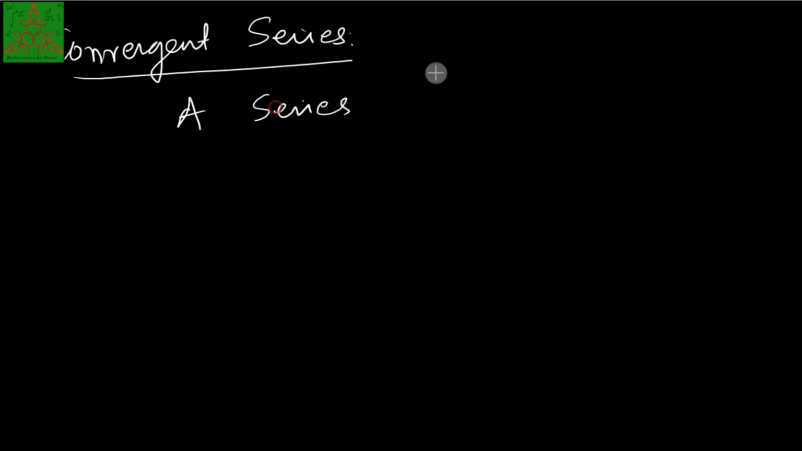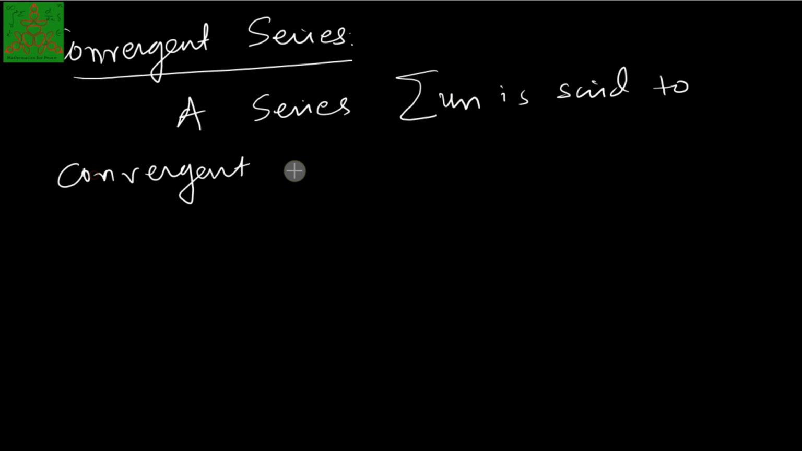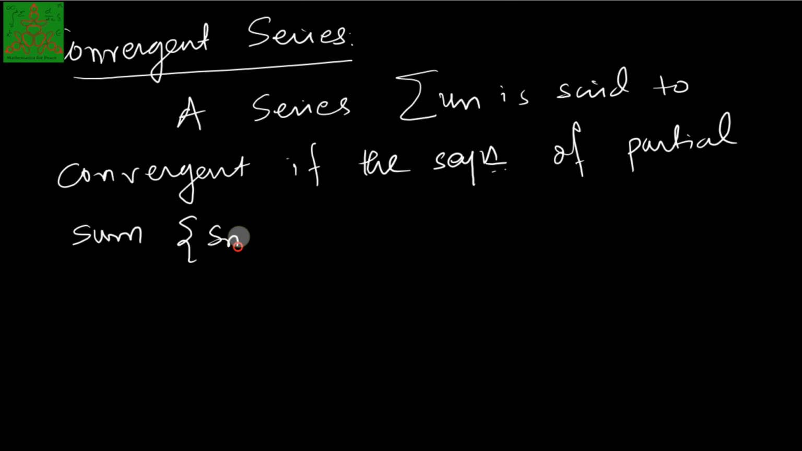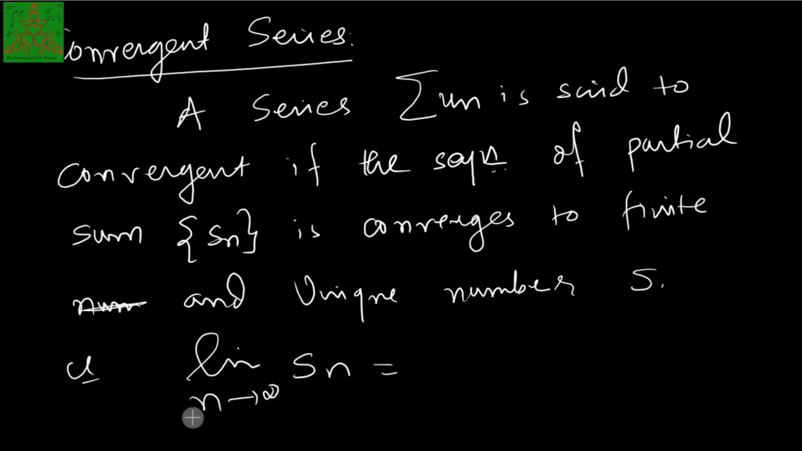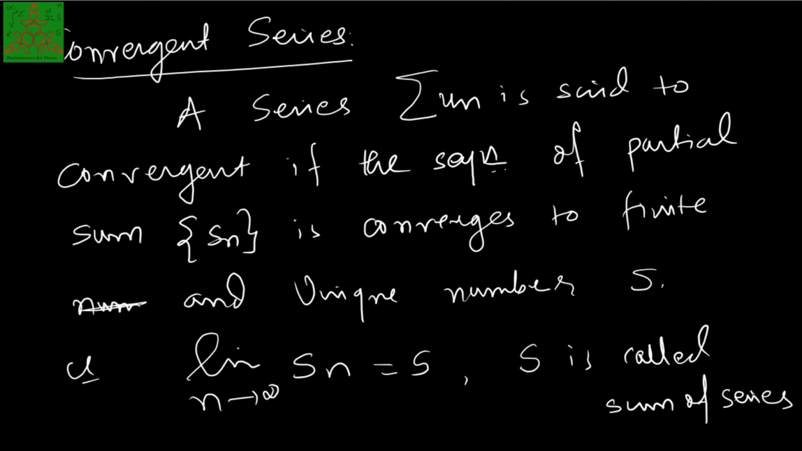A series summation of un is said to be convergent if the sequence of partial sums Sn converges to a finite and unique number s. That means if the limit of Sn as n tends to infinity is s, then s is called the sum of the series.